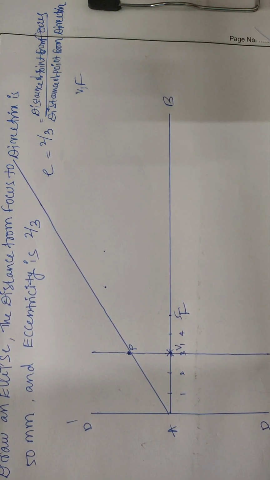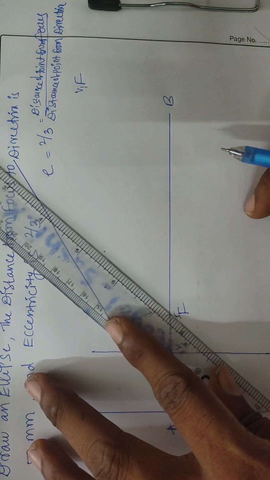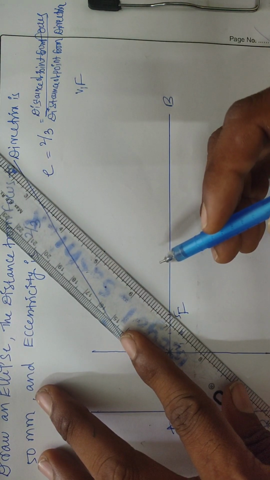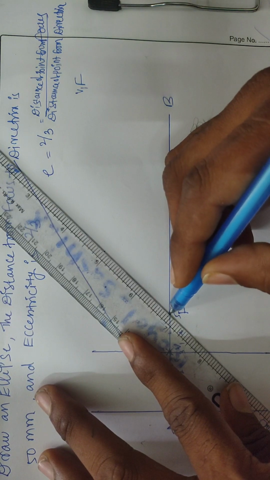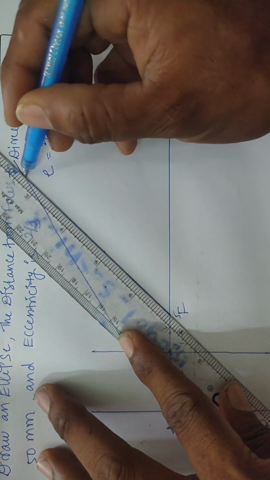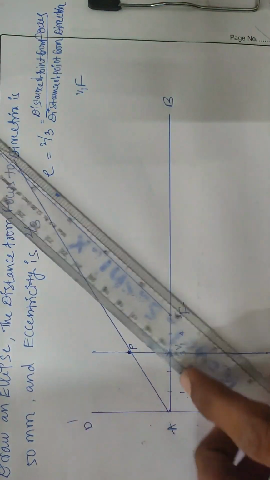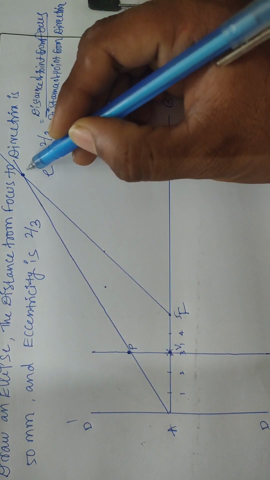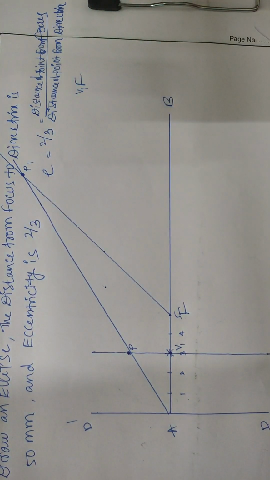See, after locating that, by using a scale, draw a line like this in order to intersect the first line which is passing through this point. So now you will get an intersecting point. Here it is. I am locating it as P1.